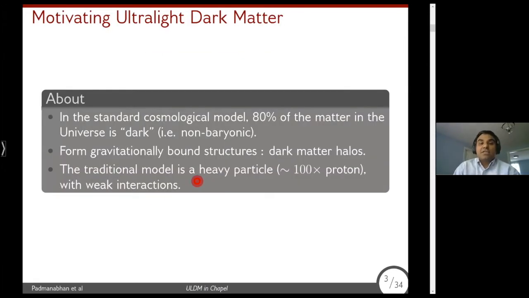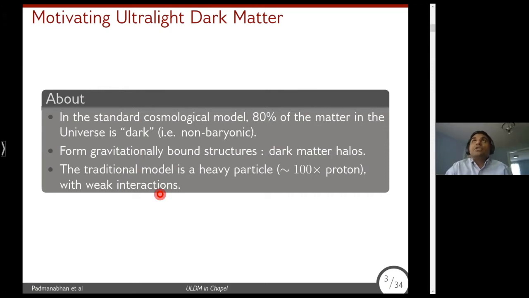A couple of things to tell you a little bit about what dark matter is. If you ask a cosmologist, which I am, how much of the universe is made out of dark matter, they'll tell you about 80% of the matter in the universe is dark. And when we say dark, we really mean particles that we've never seen either in a lab or in a direct experiment on Earth, so it's only been inferred astrophysically. These dark matter particles form gravitationally bound structures. You just saw an example of one on the previous slide, these dark matter halos.